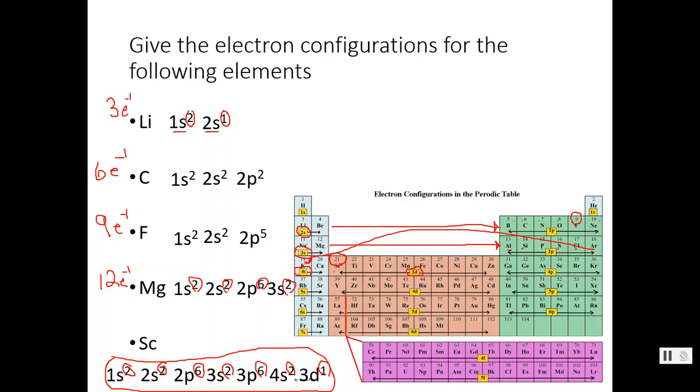So I encourage you to try some of the electron configurations that are on the Chapter 9 worksheet that I've put on Canvas. In the next video, we'll do just a quick review of electron configurations, and then we will move on to something called orbital diagrams. Have a good rest of the day.